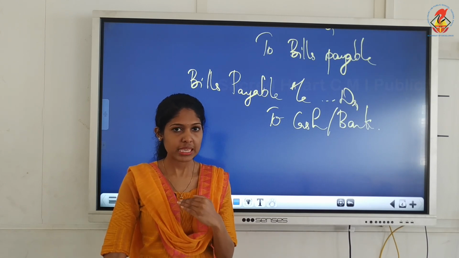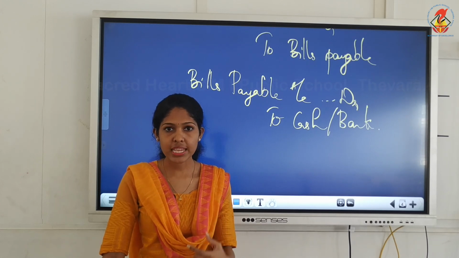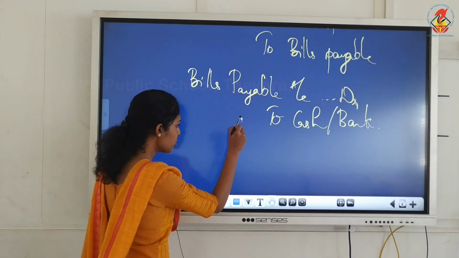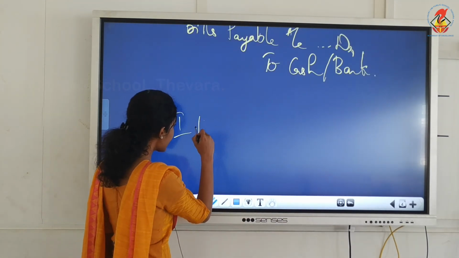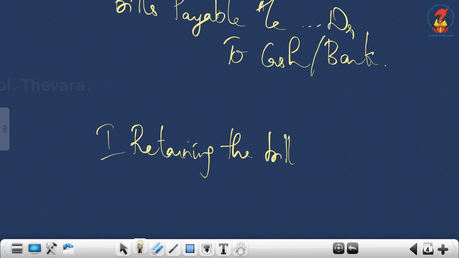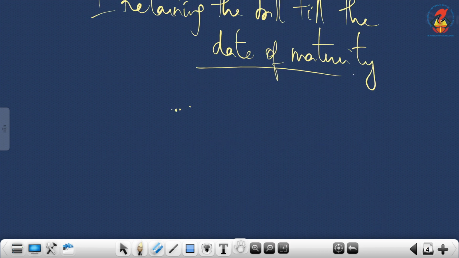Okay, now you again write the first one. We will discuss in detail the first topic, that is retaining the bill till the date of maturity. So when the firm is retaining the bill till the date of maturity, what are the entries you will have to write in the books of drawer and in the books of drawee? The same entries that we discussed just now.